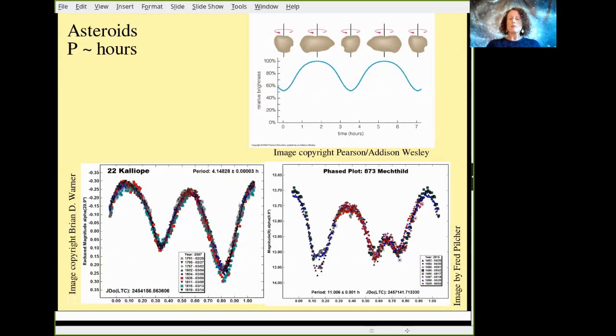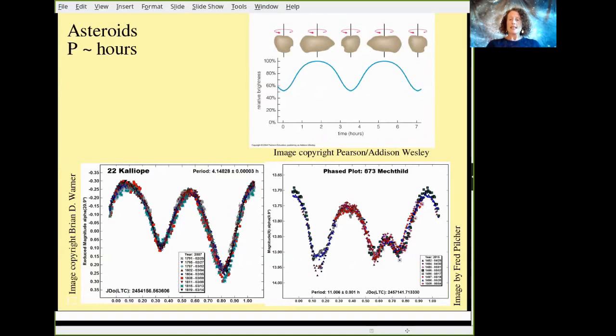That could be because the asteroids are lumpy. It could be because some have craters and shadows and some ends don't. It could be differences in albedo. And so asteroids can have very complicated light curves. And I show that on the second asteroid on the right.